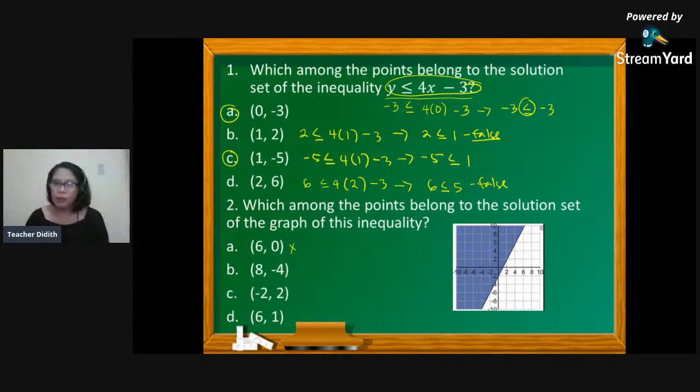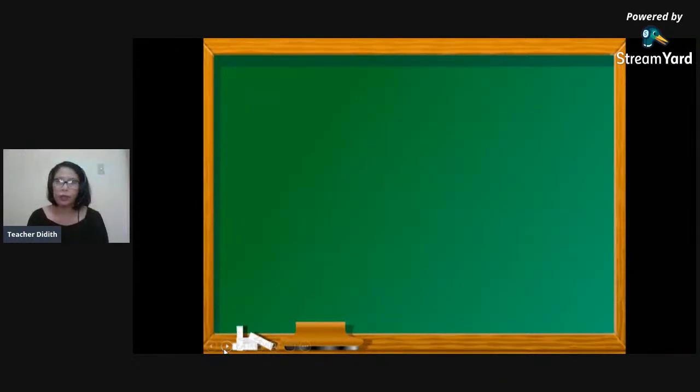Okay, (8, -4) as well is on quadrant 4 here. And (8, -4) is not in the shaded region. So that is not the solution. How about (-2, 2)? So (-2, 2) is somewhere here, and we can say that this is the solution. How about (6, 1)? So (6, 1) is somewhere here, which is not in the shaded region. Right. So C is the correct answer. So far, so good. So I've seen your answer. Very good, Grade 8.